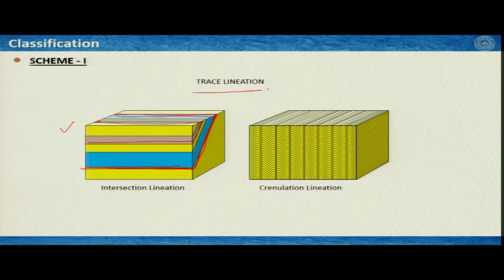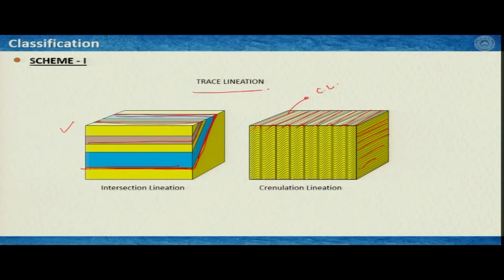Now, crenulation lineation is something that is defined by the axis of the crenulations. For example, here in this illustration, what I tried to show is that this block is highly crenulated. You can consider these as intersection lineations. However, the hinges of these folds, or troughs of these folds, are defining this lineation on this surface. So, these are known as crenulation lineation.